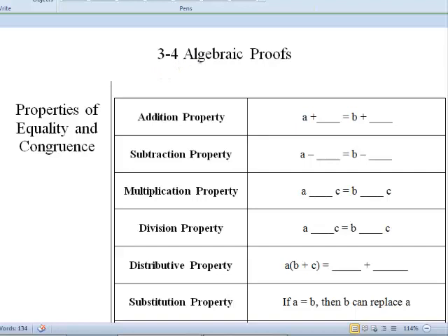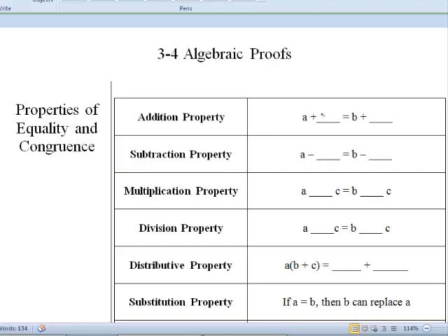It's titled 3-4 Algebraic Proofs. And we're going to go through a couple properties of equality and congruence first in order to use them for proofs. So let's get started. First, like I said, those properties of equality and congruence, these are things that you already know. I guarantee you already know these things. Now we just put a name to them.